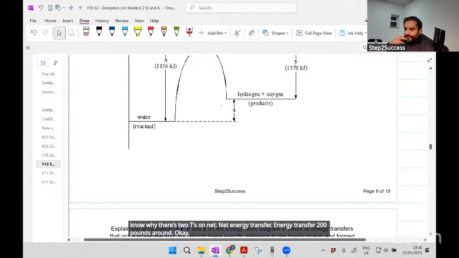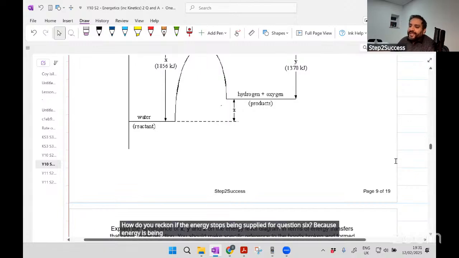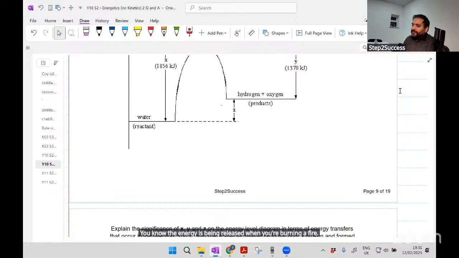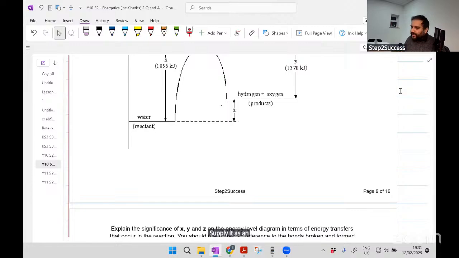Okay, so this is the last one I'll do from this one, I think. How do you reckon if the energy stops being supplied for question 6? Because energy is being released. Because it's an exothermic reaction, once it begins, it releases energy. It's like starting a fire, right? You know that energy is being released when you're burning a fire. So energy now continues to be released, and that energy can do what the previous energy was doing, like breaking the bonds. That's the point. You just need it to get started, and then after that, you've got enough energy being released that will continue to supply it on an ongoing basis. It's just starting it off that you need it.